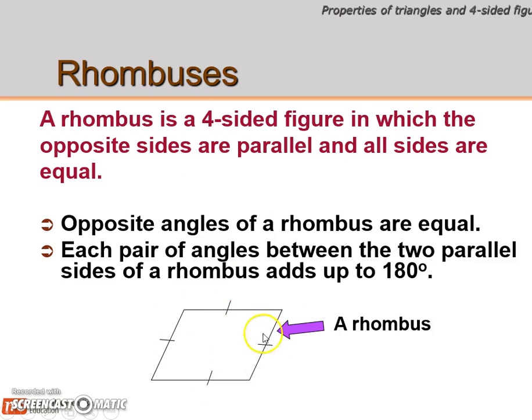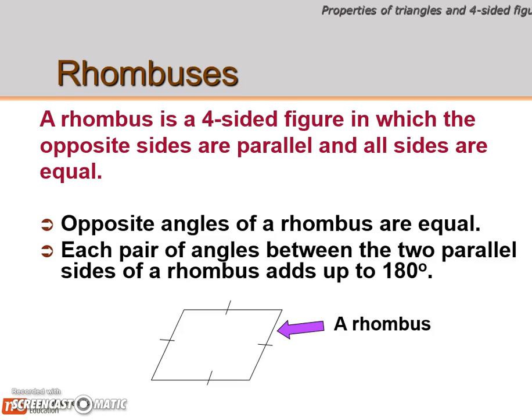Now, another thing about rhombus is that all the angles inside will add up to 360 degrees. The properties of a rhombus are the same as a parallelogram: opposite angles of a rhombus are equal, and each pair of angles between the two parallel sides also adds up to 180 degrees. For example, this one plus this one is 180 degrees, this and this is 180 degrees, and opposite angles are the same. It's exactly the same as a parallelogram, but the only difference is that a rhombus has all sides equal.